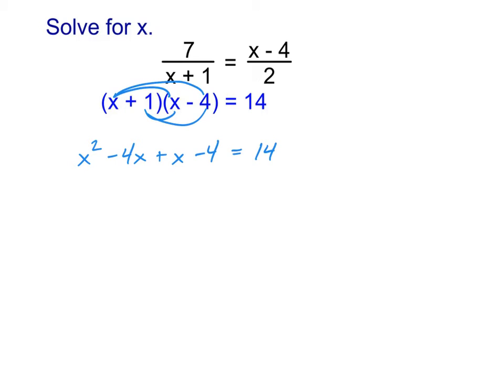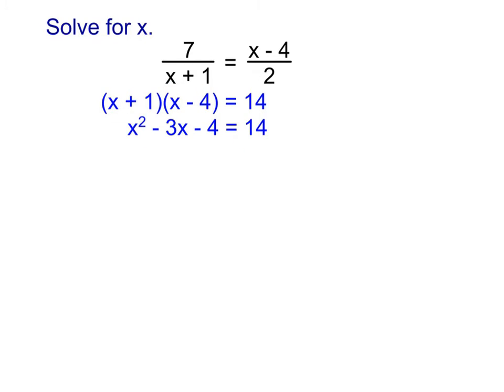Notice I can now combine the like terms, which are the negative 4x plus the x in the middle. So when I combine that, it just becomes x squared minus 3x minus 4 equals 14.